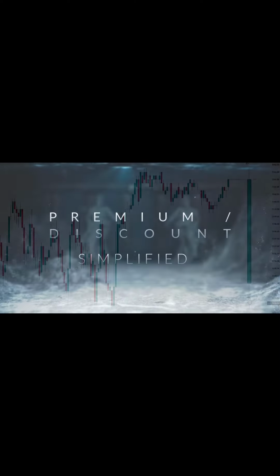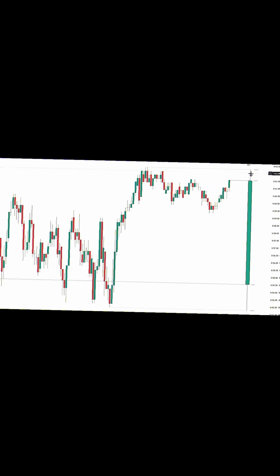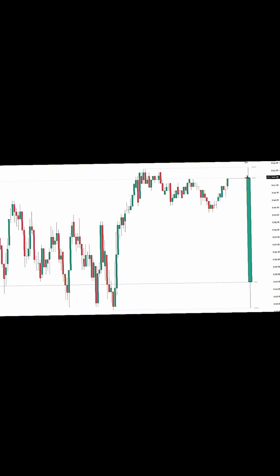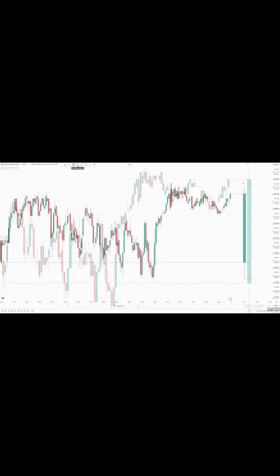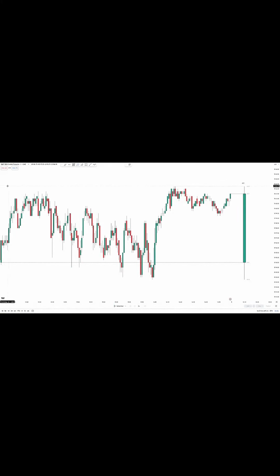In this video, we will be going over the levels in a range. We have here the open, close, the high, and low. Similar to our previous video, let's draw our range.